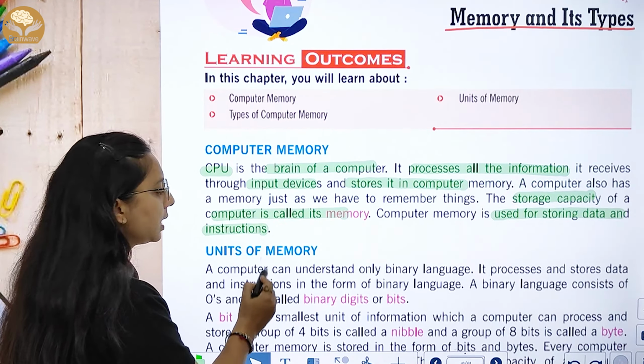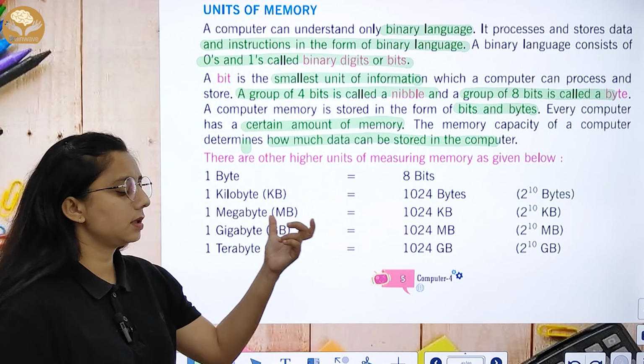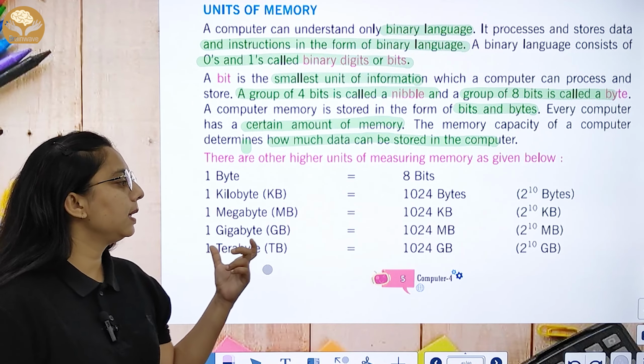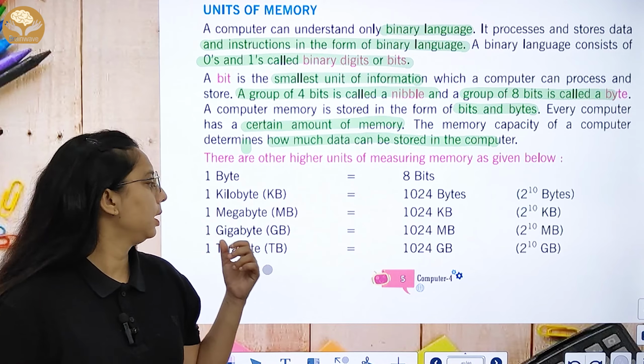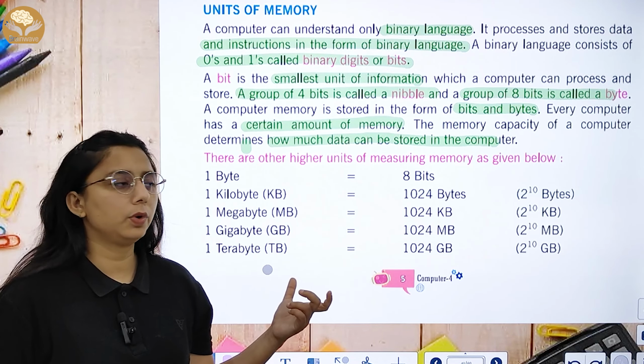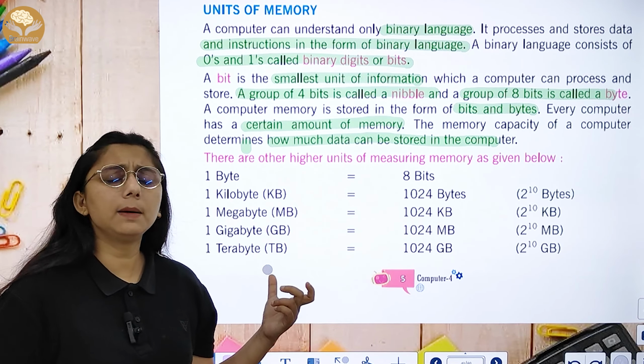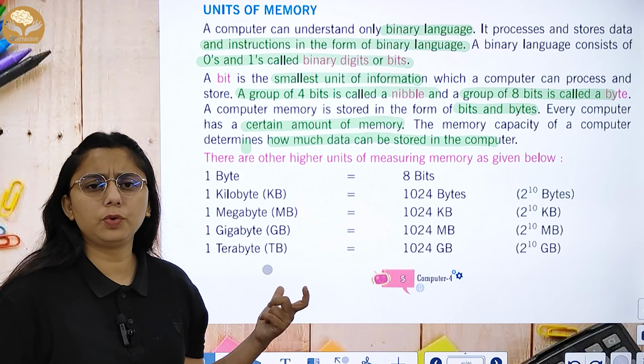How much data can we store in the computer? Now there are higher units of measuring memory: 1 byte is equal to 8 bits, 1 KB is equal to 1024 bytes, 1 megabyte is 1024 KB, 1 gigabyte is 1024 MB, and 1 terabyte is 1024 GB, and then 1 petabyte, exabyte, and zettabyte. These are the different units of memory.